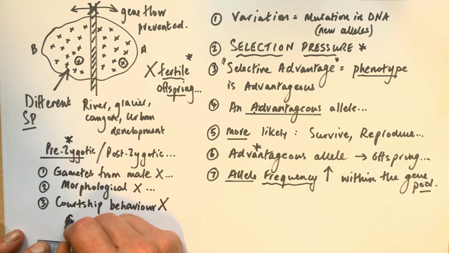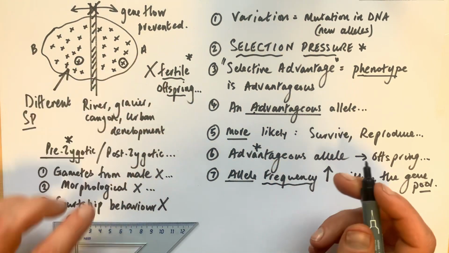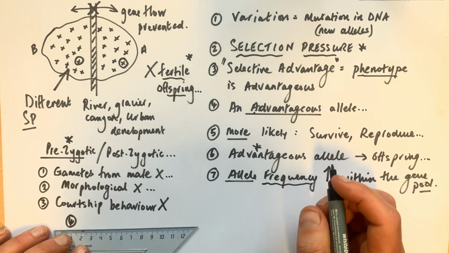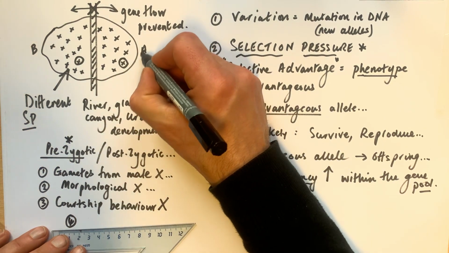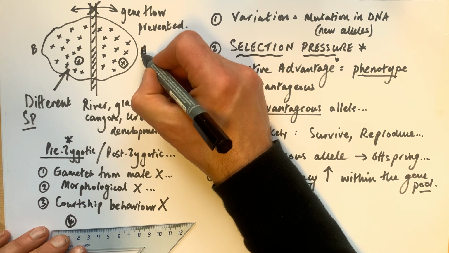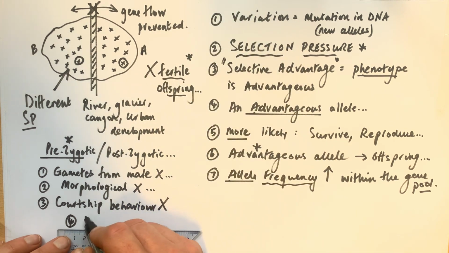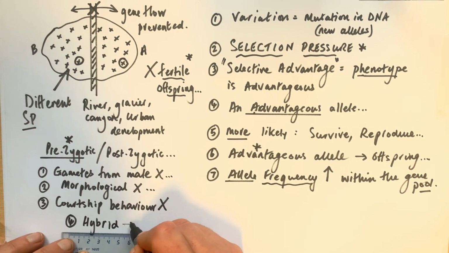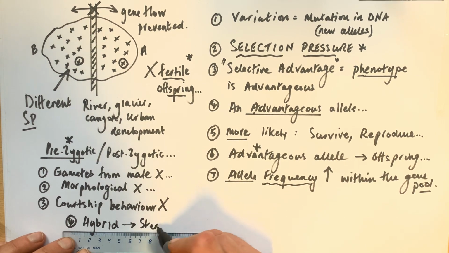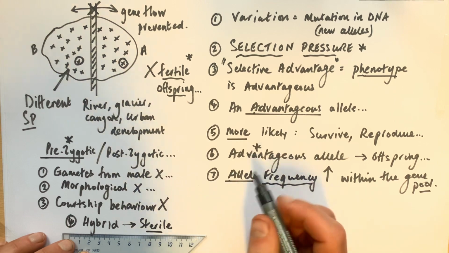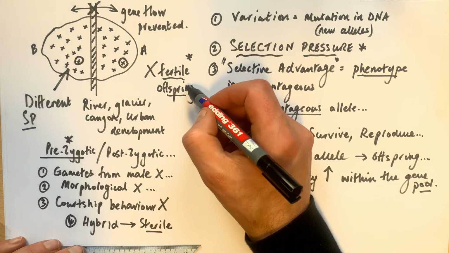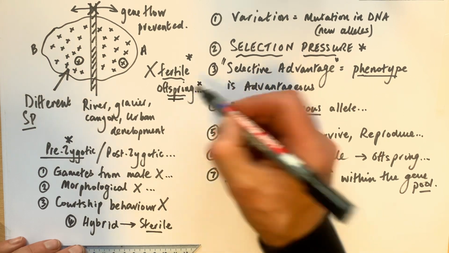Now, another one that we could look at is, imagine they did actually manage to produce an offspring. It would be a hybrid. So the female from A and the male from B actually did interbreed to make an offspring, but the hybrid that's formed is sterile. That means it can't make its own gametes. And if it can't make its own gametes, it's sterile, which means it can't make its own fertile offspring. So that's not going to happen at the top.